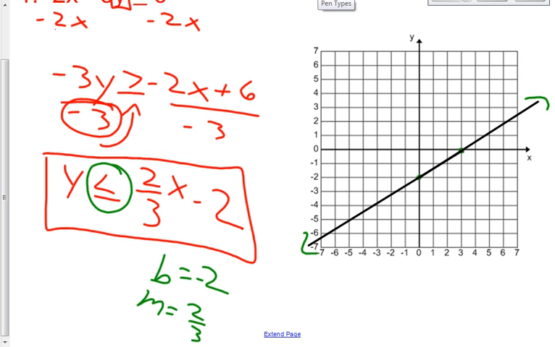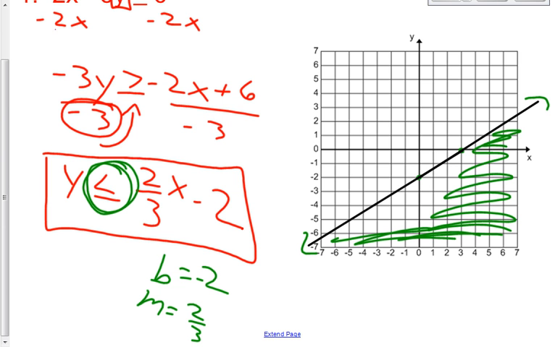And don't forget, you're not done yet with inequalities. You need to shade. So when it's greater than or equal to, you shade above the line. When it's less than or equal to, you shade below the line. This one is less than or equal to. So you're going to shade everything below the line. And you are all done.